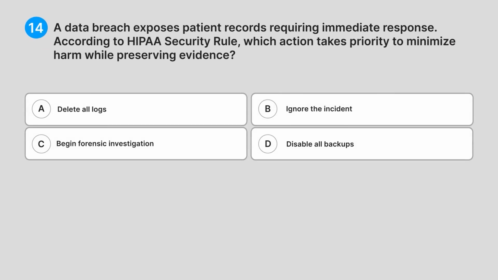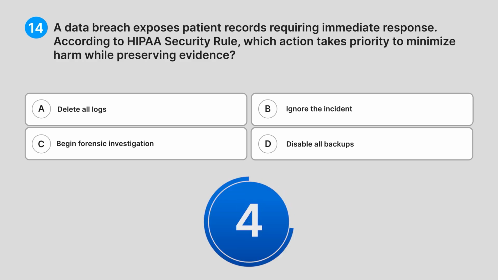14. A data breach exposes patient records requiring immediate response. According to HIPAA security rule, which action takes priority to minimize harm while preserving evidence? A. Delete all logs. B. Ignore the incident. C. Begin forensic investigation. D. Disable all backups. Do you know the answer?